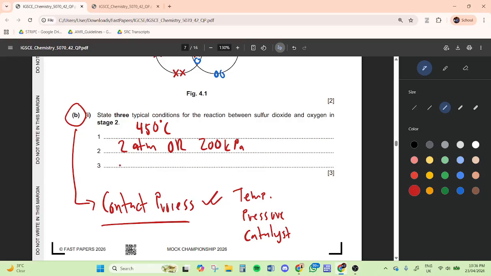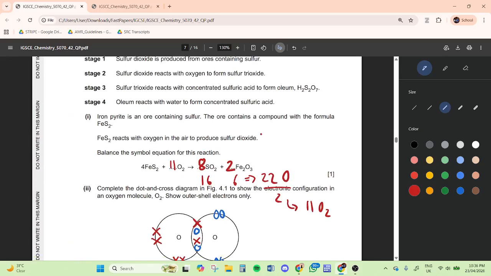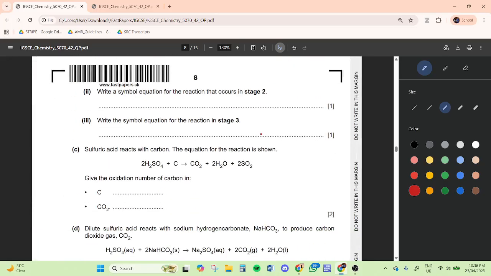And the last one, so this is important. A lot of people get excited. They see this question and they write, I know this, super simple, vanadium V oxide, and they stop over here. You have to explain why you need vanadium V oxide, so you're going to write as a catalyst. This is important. A lot of people miss out on that, so make sure you don't do that. Don't lose easy marks in the exam. All right, moving forward.